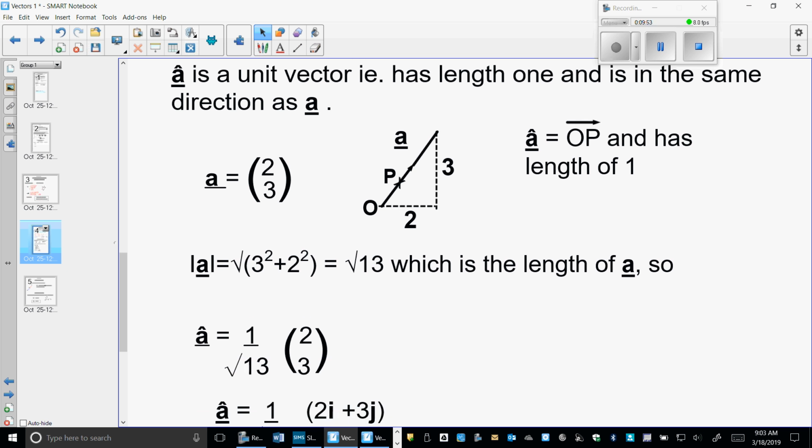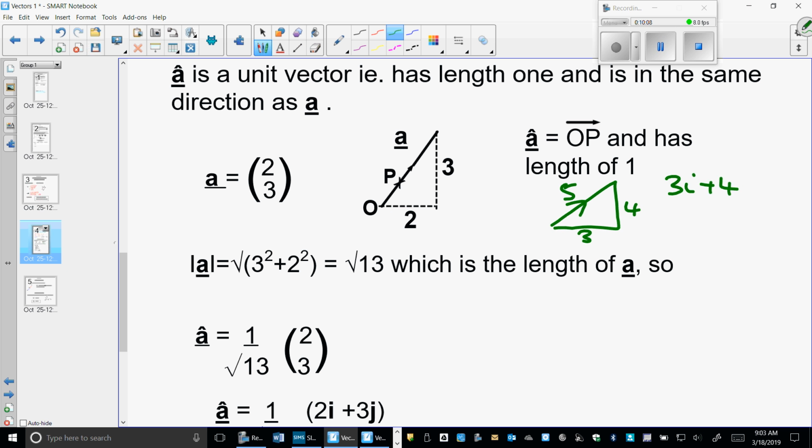So we knew that the length was root 13. But I'm going to do it with a 3, 4, 5 instead. If this vector was 3i plus 4j, we would find that it had length 5. So if I wanted it to be length 1, then it would be 1/5 of that original vector. Does that make sense? If this has length 5 currently, and I want it to have length 1, then I'm going to have 1/5 of that, because 1/5 of 5 is 1.